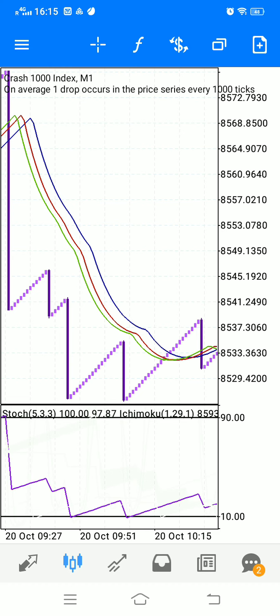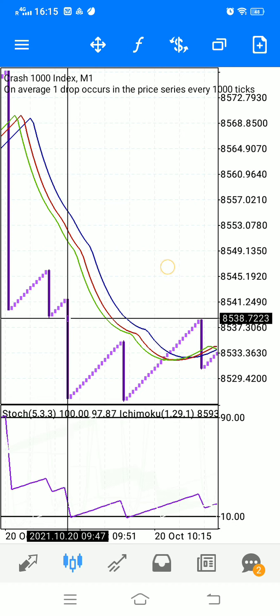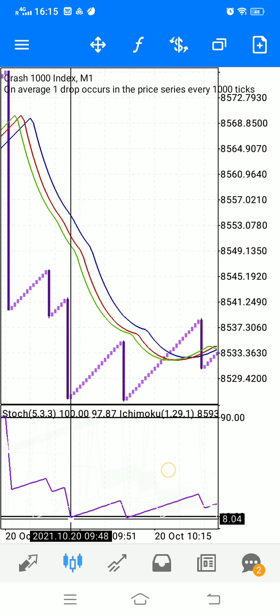Okay, so here we have an opportunity, right? It spiked. Confirmation 1, we have a spike. Confirmation 2, it's at the 10 level, at the 10 zone. Over here we take our trade.